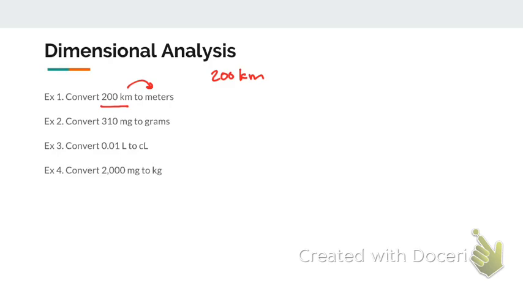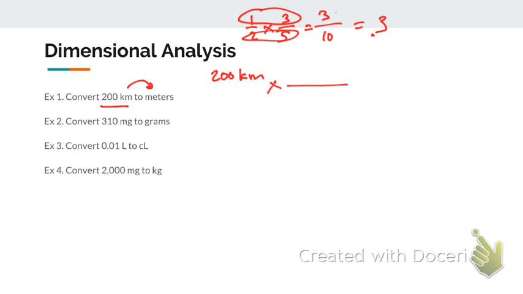And so dimensional analysis is actually a lot like multiplying fractions. So if I give you an example, let's say I have 1/2 times 3/5, right? What I'll do is I'll multiply the top and multiply the bottom. And then I can divide the two. So if I take 3 divided by 10, I get 0.3. Similar here. So I have 200 kilometers times. And then what I'm going to use is the conversion units I had in the previous slide. So to go from kilometers to meters, I know that 1 kilometer equals 1,000 base units, or in this case, the base unit is meters. So 1 kilometer equals 1,000 meters.